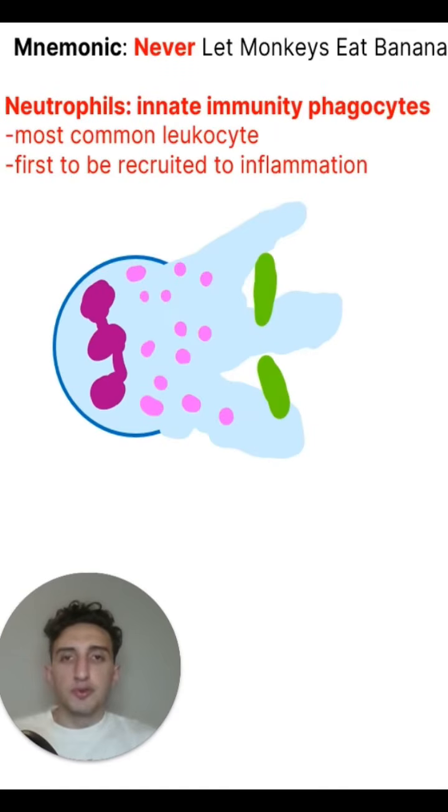So the neutrophil is the first type of immune cell that we need to know. And we can use "never" in our mnemonic to help us remember that neutrophils come first. Neutrophils are just innate immunity phagocytes. Their job is to identify pathogens and eat them up. They're also the most common leukocyte, and then the first to be recruited to inflammation.